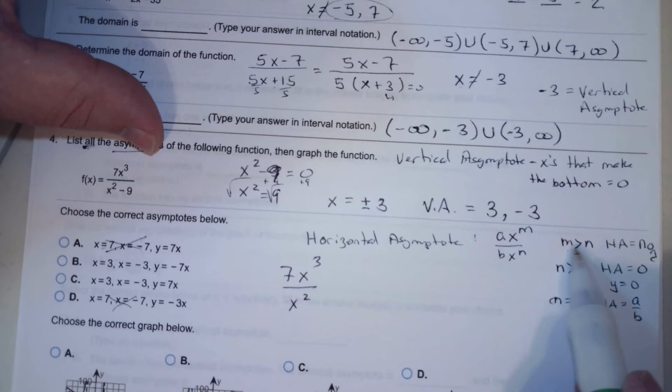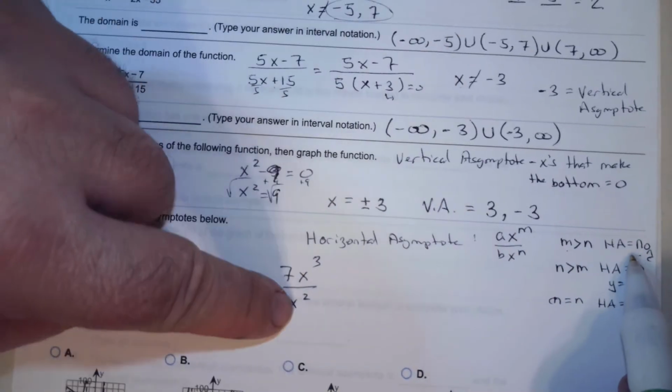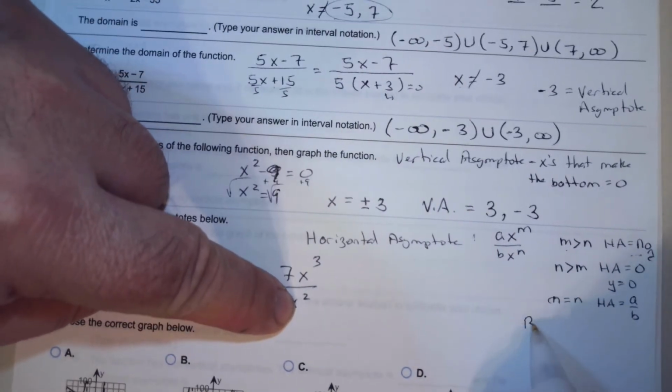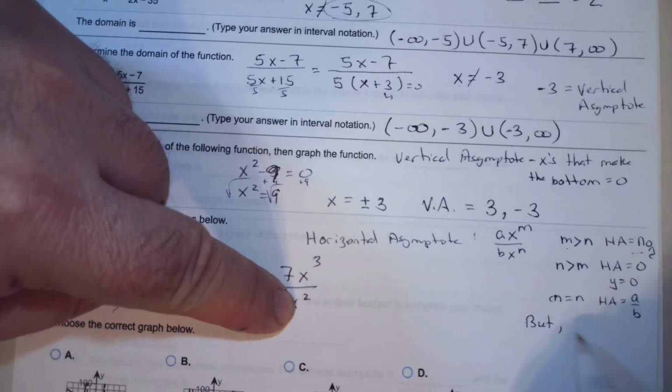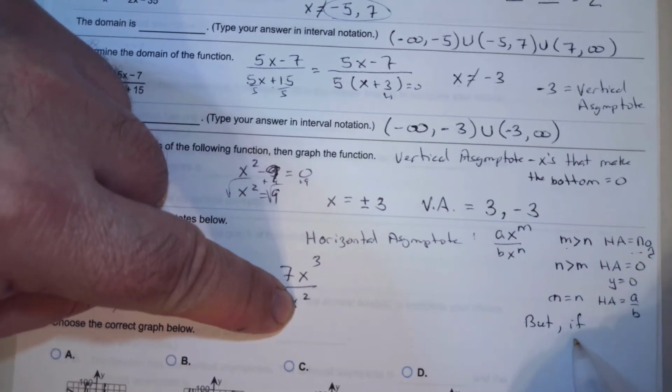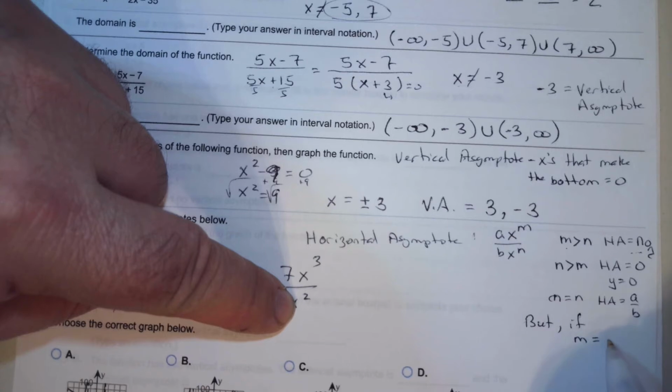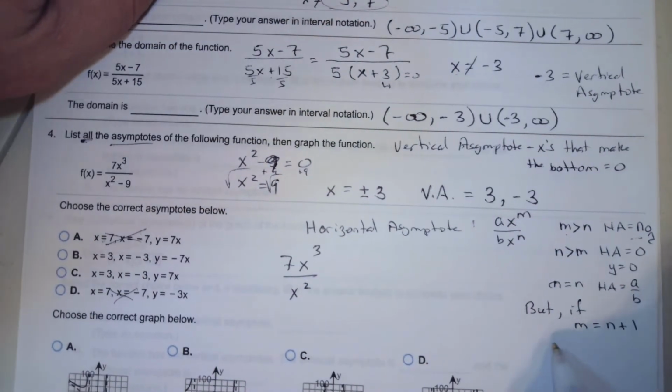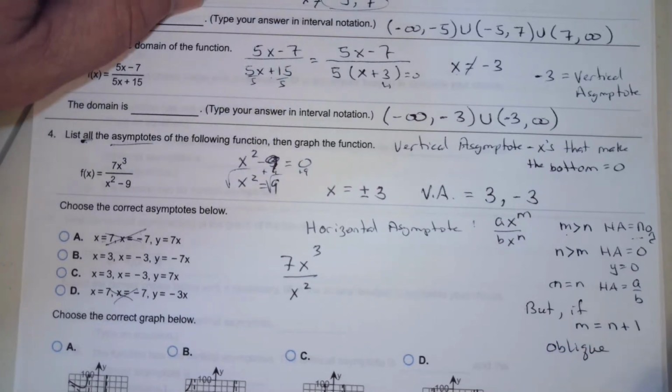Since the top is bigger than the bottom, there's none. But if the top is bigger than the bottom by 1, then we have an oblique asymptote.